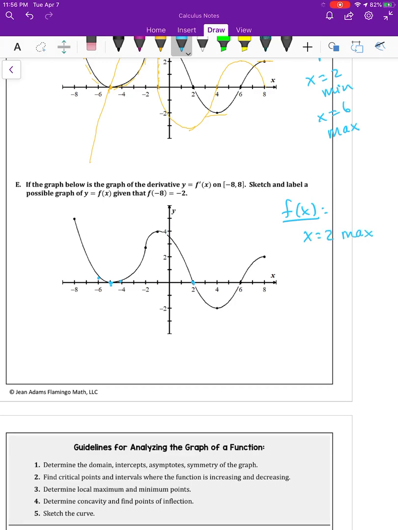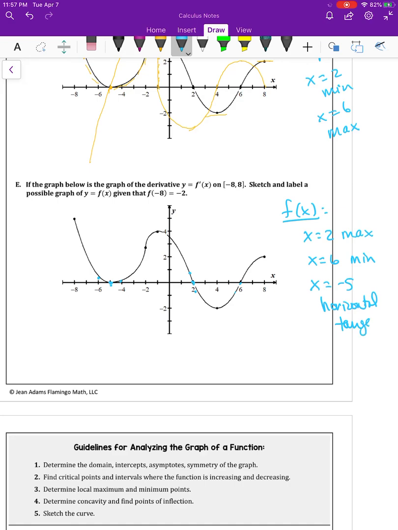So for f of x, which is what we're trying to draw, at x equals 2, we're going to have a max. Okay, at x equals 6, we're going to have a min. You can see that it's 0 for the derivative, and it goes from negative to positive, therefore it's a min. Here it went from positive to negative, it's a max.